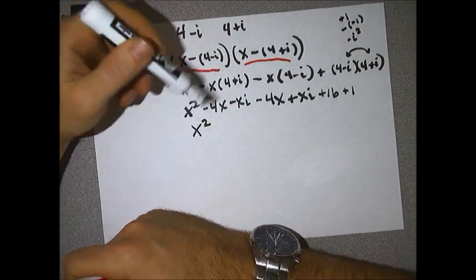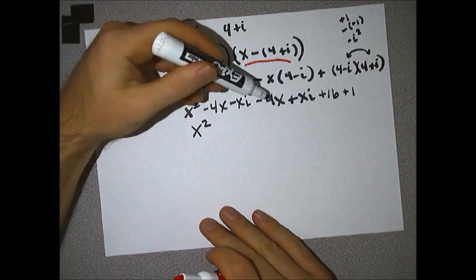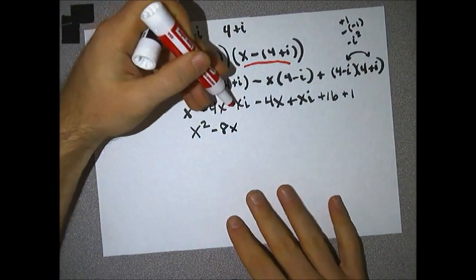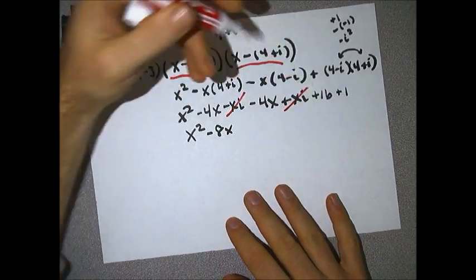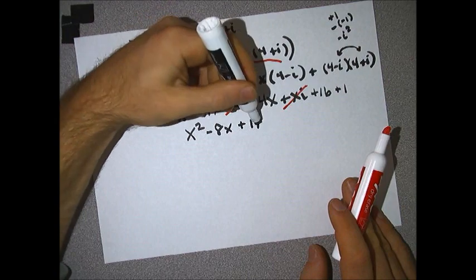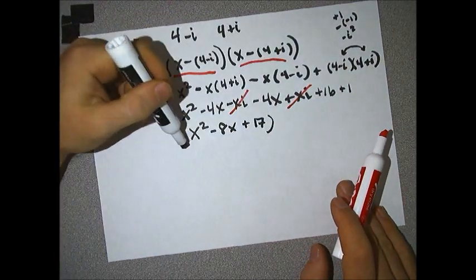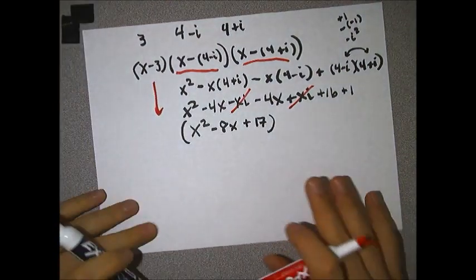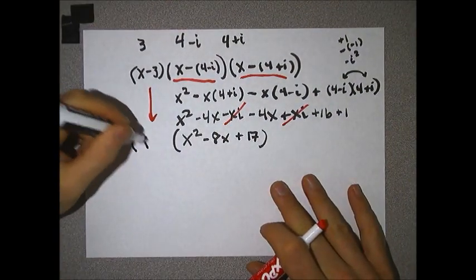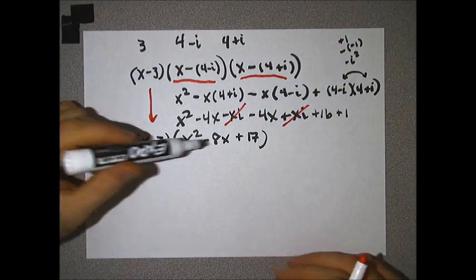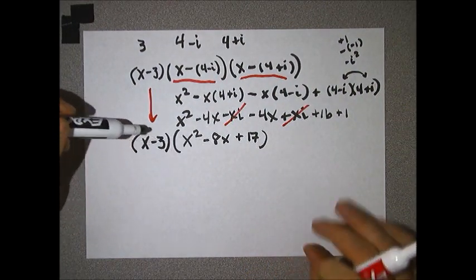So we have x squared minus 4x minus 4x is negative 8x. Negative xi, positive xi cancel out. I have plus 17 at the end from the 16 plus 1. And now I'm going to bring down my x minus 3. So we're going to distribute everything by x and everything by negative 3.